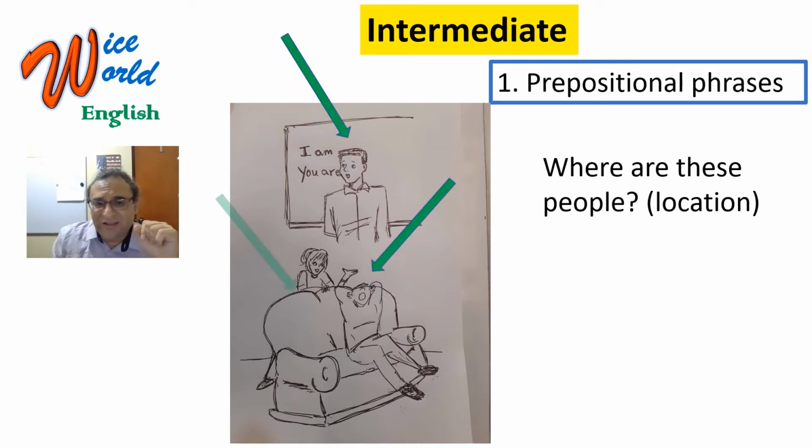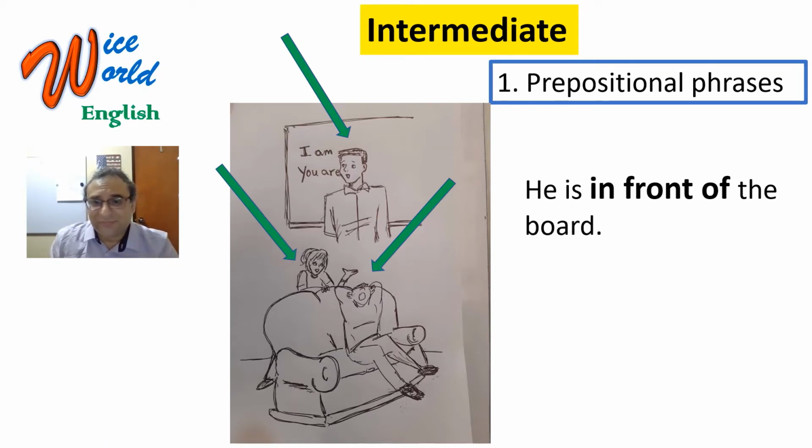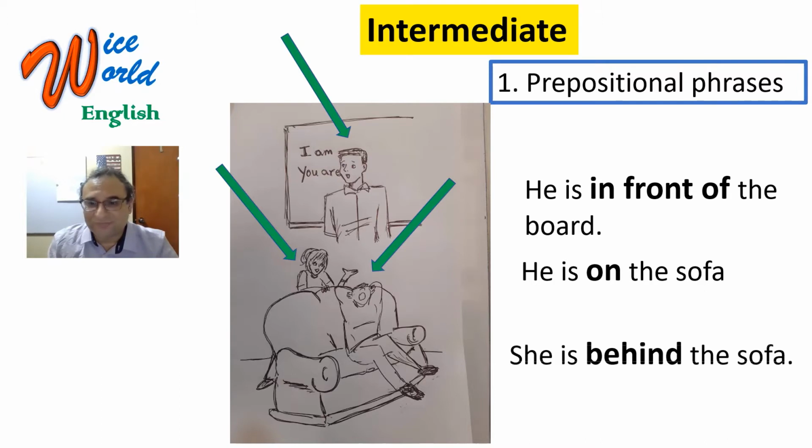Okay, so let's check the answers for the 3 people over there. The first one. Where is the man? He's in front of the board, right? In the second picture, where is the man? He's on the sofa. And in the next photo, where is the woman? She's behind the sofa. So this is the information that I want you to remember. In front of the board, on the sofa, behind the sofa. Let's go now to the prepositional phrases.